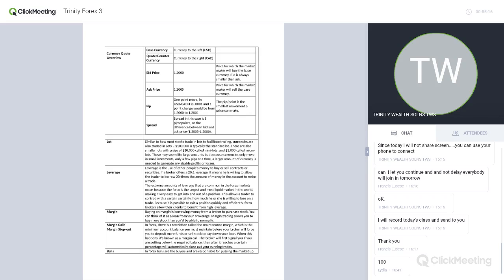So the extreme amounts of leverage that are common in the Forex market occur because Forex is the largest and most liquid market in the world, making it very easy to get into and out of a position. So this allows a trader to control with a certain certainty how much he or she is willing to lose on a trade. So I really recommend mostly maximum 1:500.